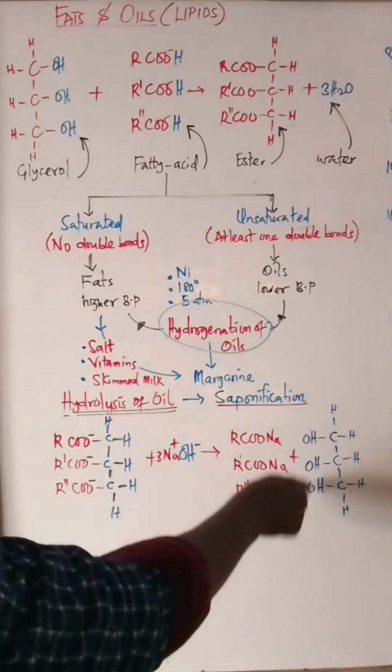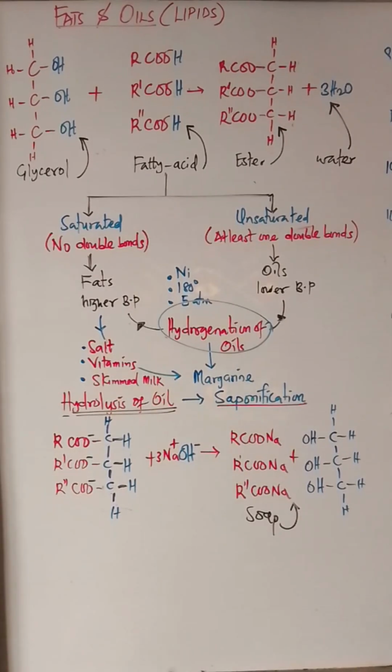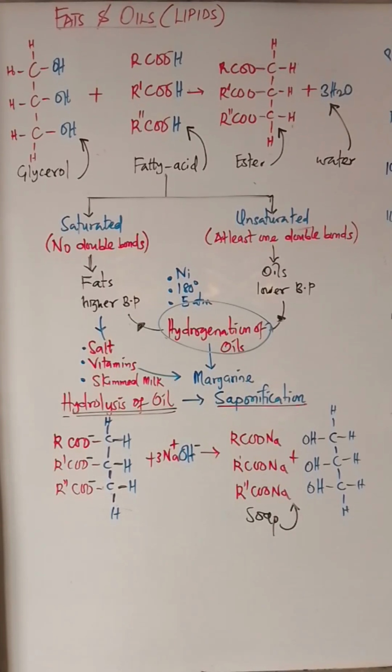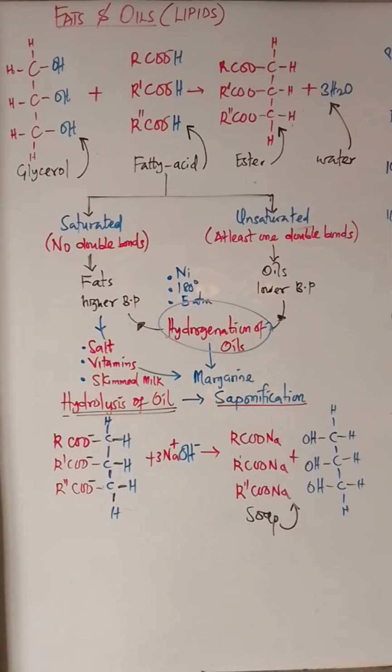What is this? Glycerol, propan-1,2,3-triol. And what are these? These are all called soap. So this process is called saponification, hydrolysis of fat and oil. So these are the main constituents of soap, although that's not all about soap. So in case you are asked what is saponification, what's the answer? You can simply say saponification is the alkaline hydrolysis of fat or oils to produce soap and glycerol.